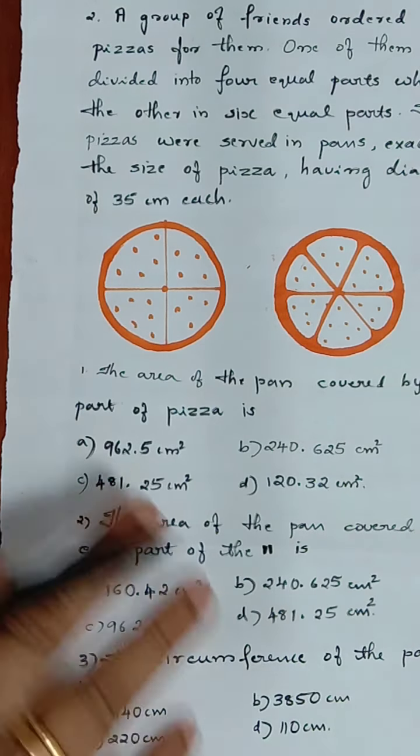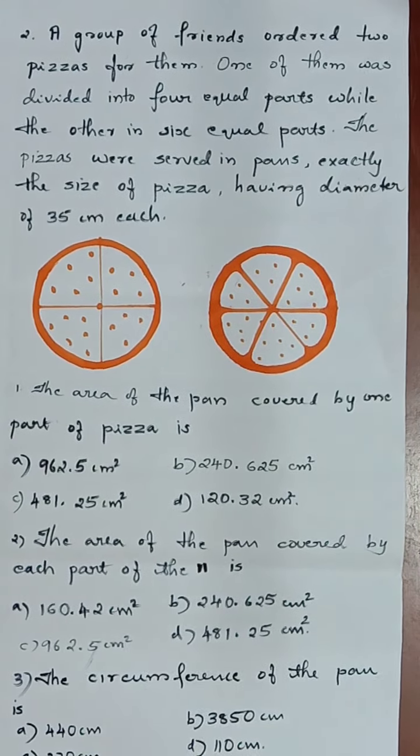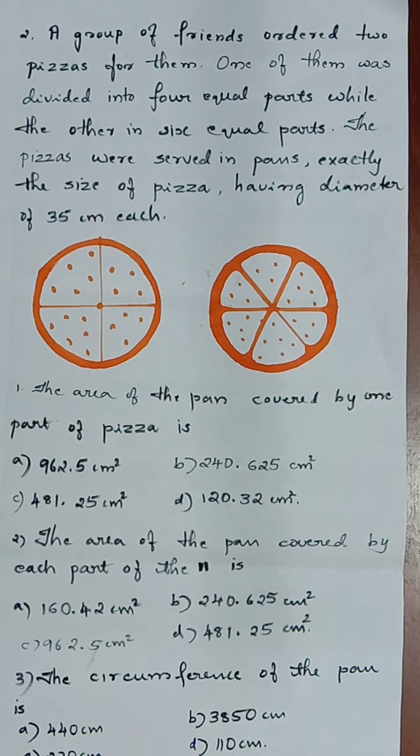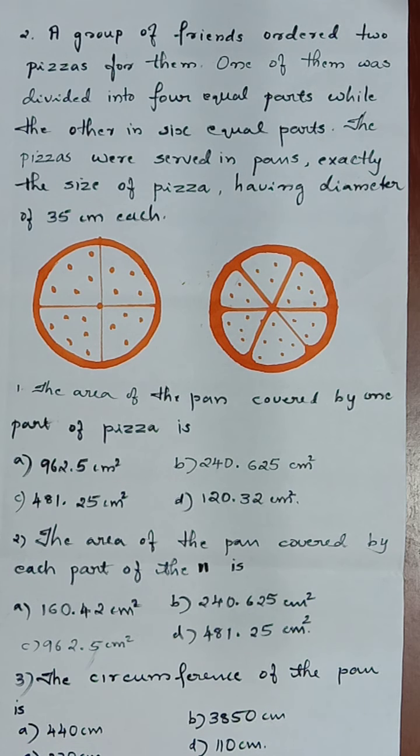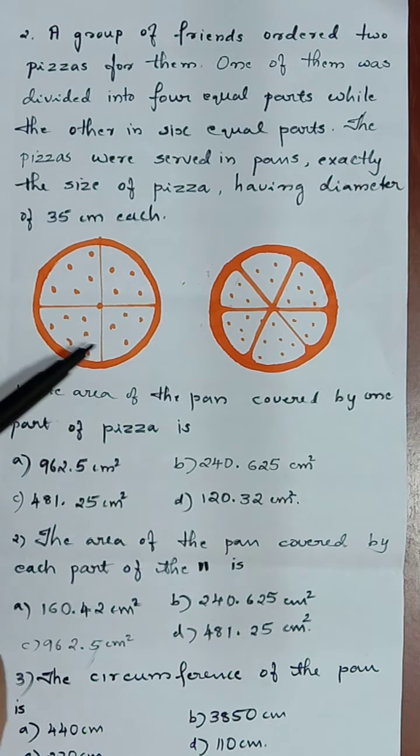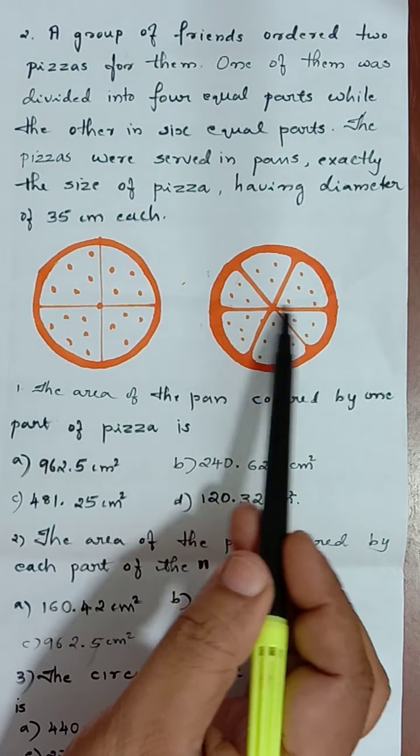Let us go through the second question. Here you have the second question. A group of friends ordered 2 pizzas for them. One of them was divided into 4 equal parts. You can see the first figure. Here we have pizza divided into 4 equal parts, while the other in 6 equal parts. The pizzas were served in pans exactly the same size of pizza, having diameter of 35 centimeter each. Pan is also having same size of the pizza. It is in the shape of circle. Both are equal size. Its diameter is given as 35 centimeter.